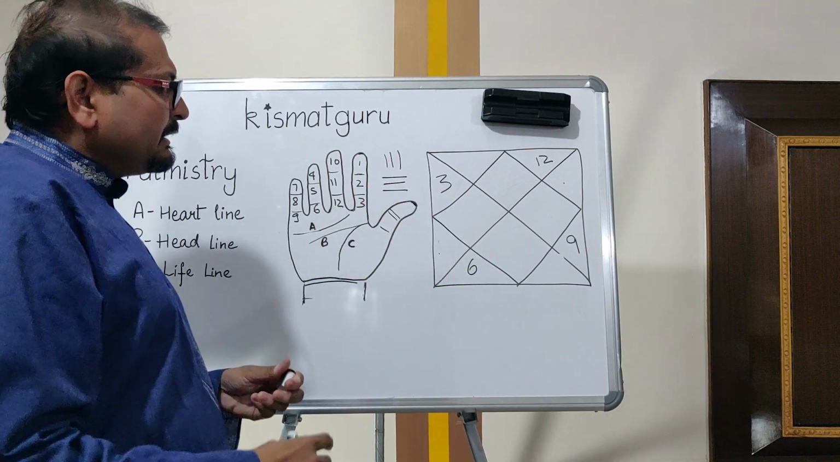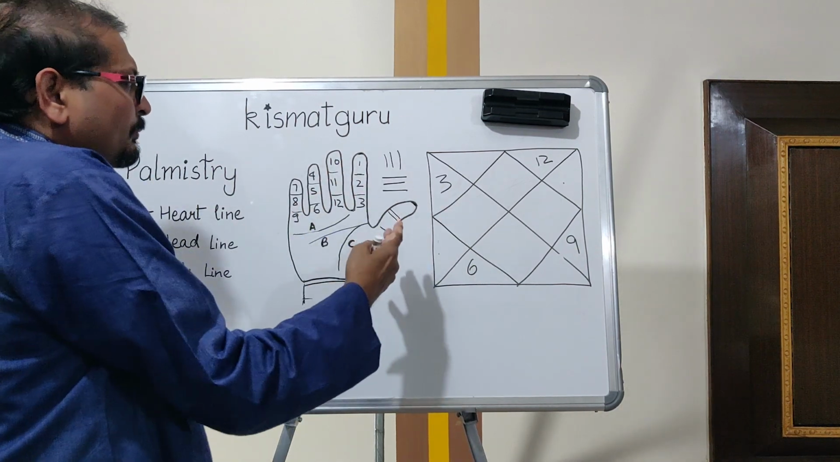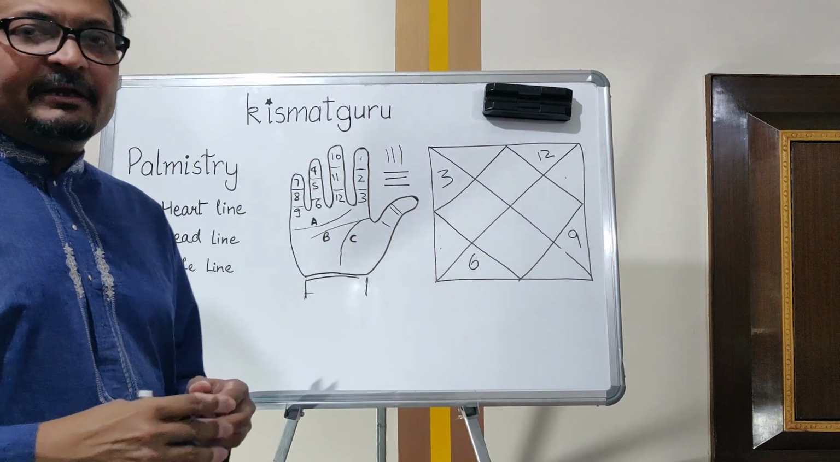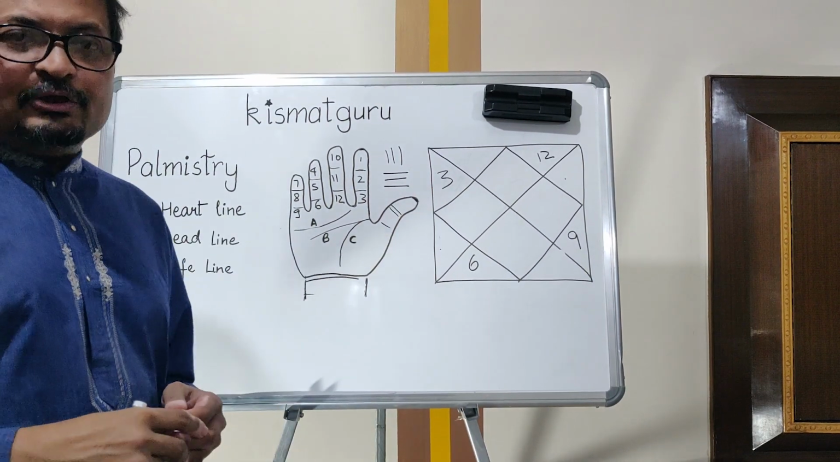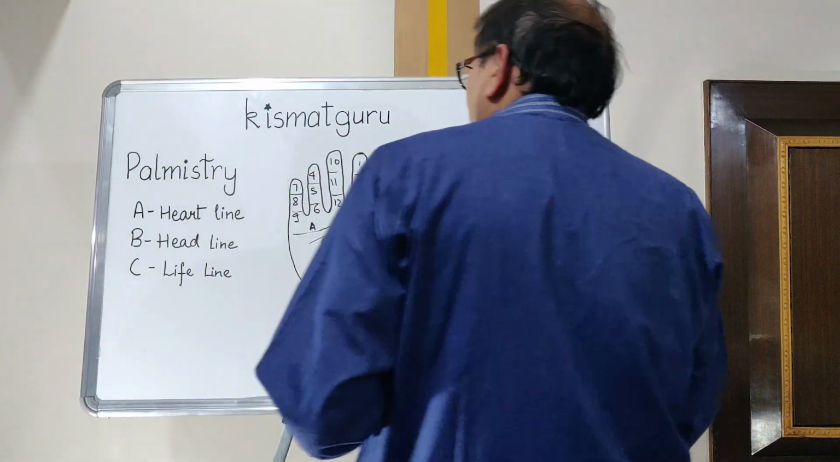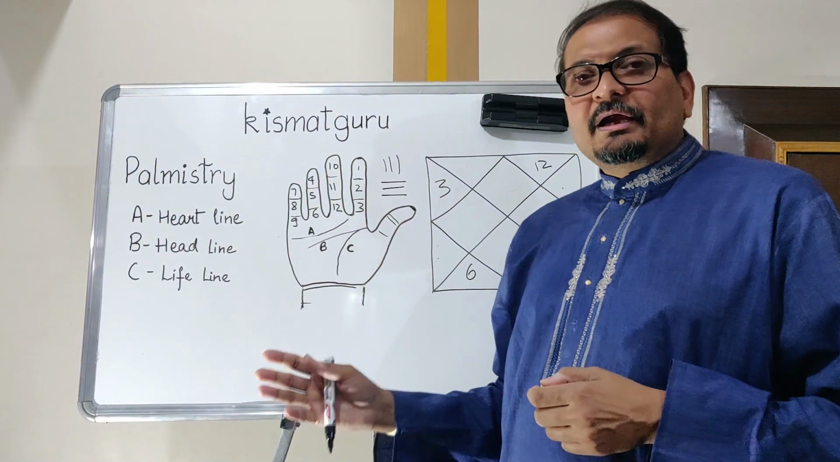So today's video was basically about how we make a horoscope, or how our hands indicate the 12 houses we see in the horoscope. I hope you could understand how the houses are made from our hands.